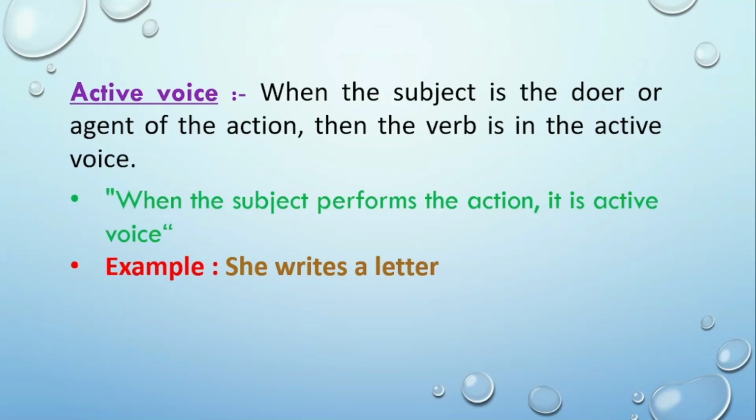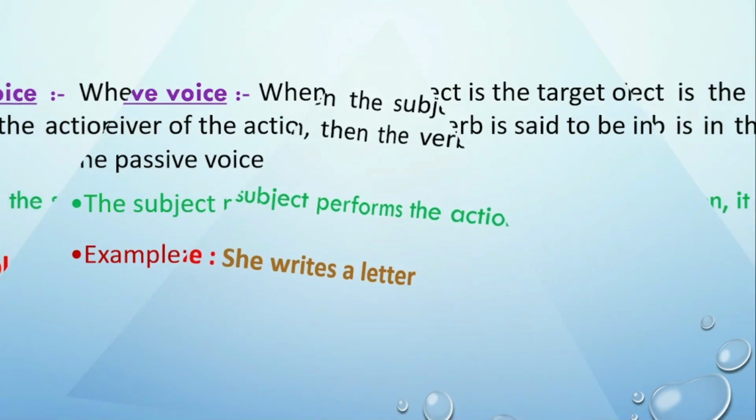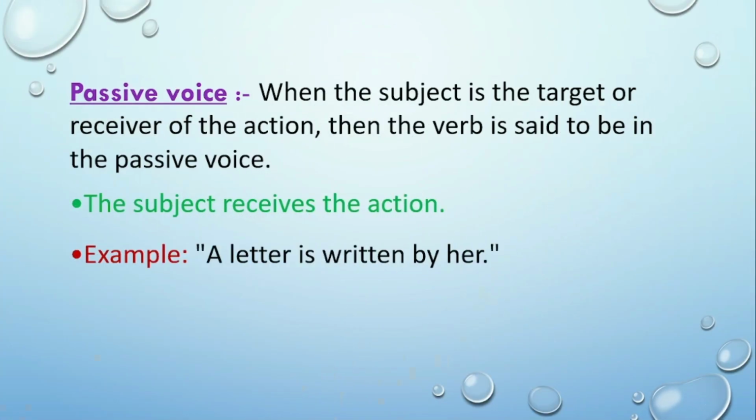Now let's understand what passive voice is. Passive voice: when the subject is the target or receiver of the action, then the verb is said to be in the passive voice. In short, the subject receives the action. For example, a letter is written by her.